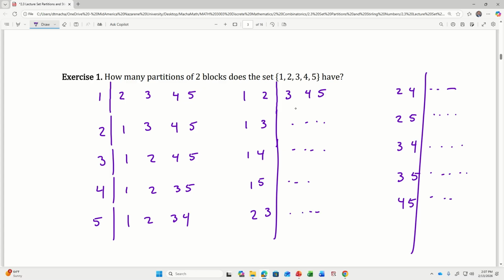So altogether, the number of 2 blocks that a set with size 5 has is the Stirling number S(5,2). And the answer is 15. Okay, so we're clear about what the Stirling numbers are counting, right? All right.